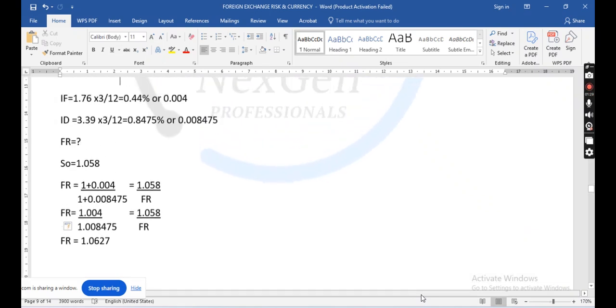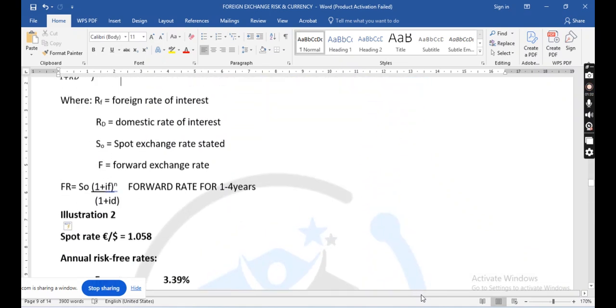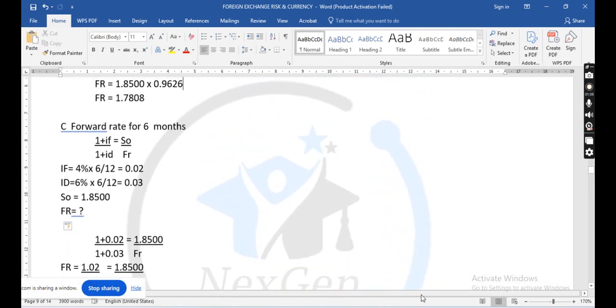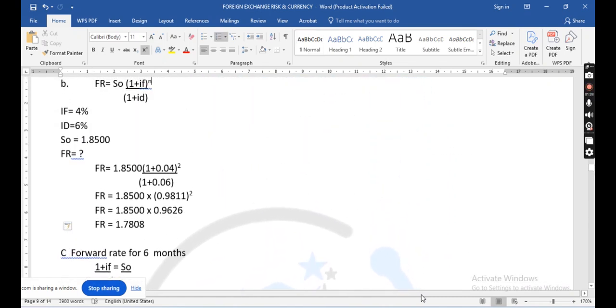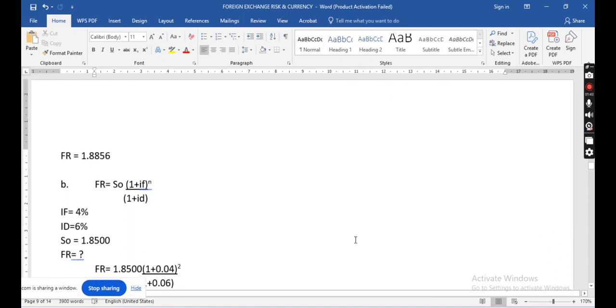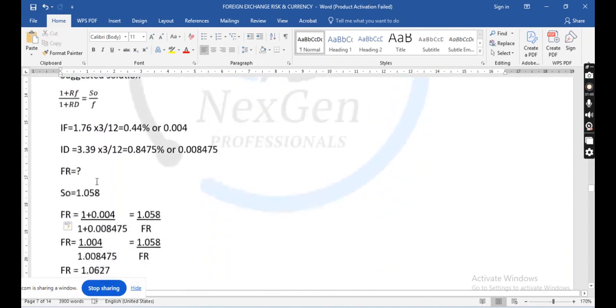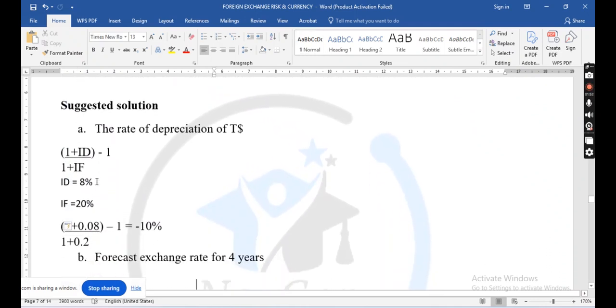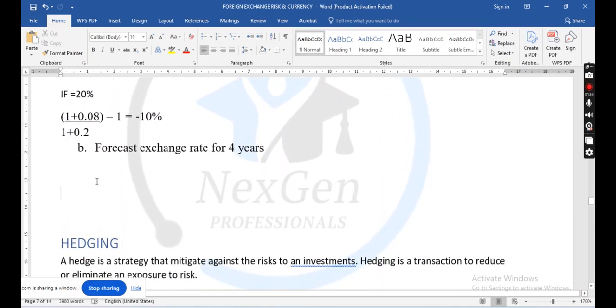You have to do from year 1 to year 4, right? By now you should know the formula for calculating depreciation of currency, appreciation of currency, and the forward rate, right? You should also know your conversion: when it's time for you to multiply, if it is direct, and when it's time for you to divide, when it is indirect.